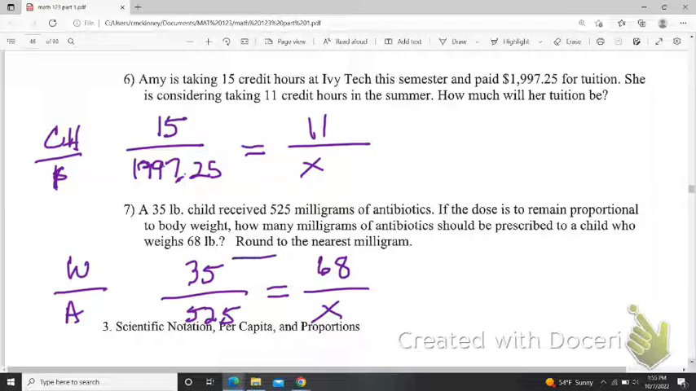In this case it says round to the nearest milligram, but as a quick estimate, I'm going to say it's somewhere close to 1,000 milligrams, because 68 is almost 2 times 35. Okay, not quite, but almost. And 2 times 525 would be 1,050. So your answer should be ballpark 1,000 milligrams. So if I get something that's far away from 1,000, I know something has gone wrong.